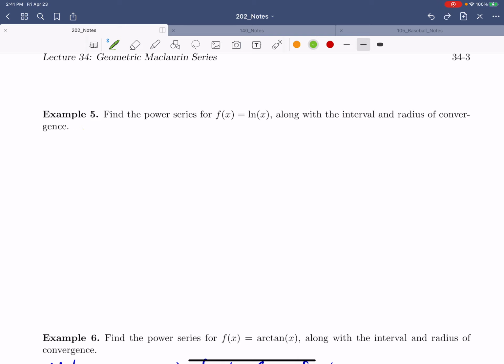Well, let's note that f of x equals ln of x, which if we were a bit clever about it, we could write as ln of 1 minus the quantity 1 minus x. I see what we did right there. Kind of forced it a little bit. And that's sort of where we're going to be going with this.